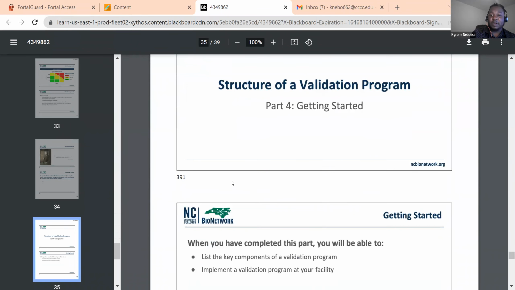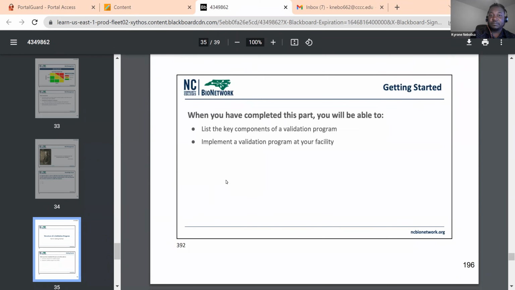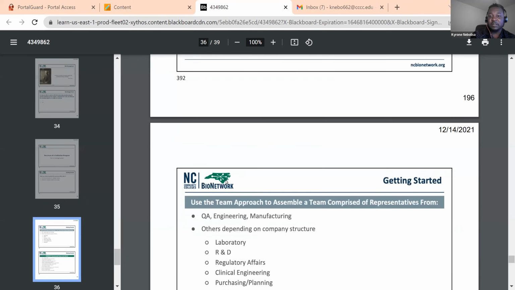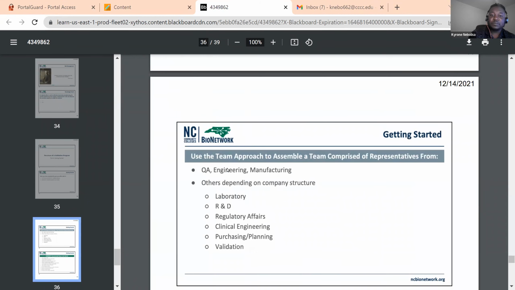So, getting started with the validation program. We'll list the key components of a validation program and how to implement one at your facility. You want to use the team approach to assemble a team comprised of representatives from QA, engineering, manufacturing, and then others depending on the company structure. You can include your lab, R&D, regulatory affairs, clinical engineering, purchasing, planning, and validation. But at minimum, you need representatives from QA, engineering, and manufacturing, and you can add more depending on the company structure.